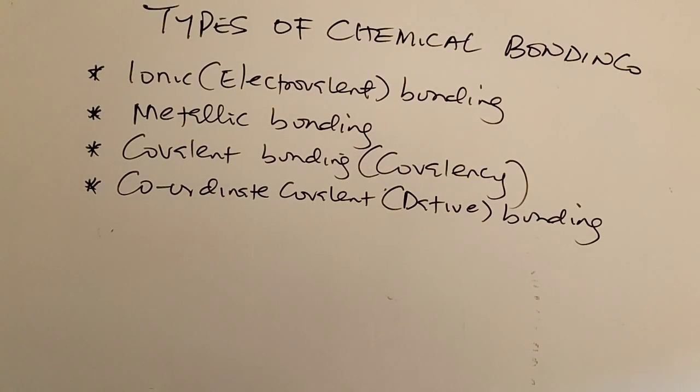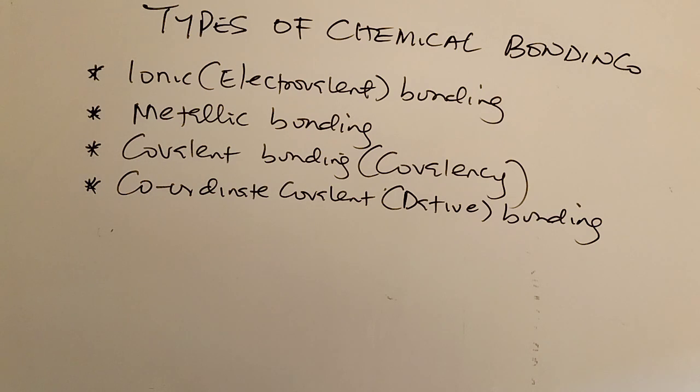So on the whiteboard, we have the major types of chemical bonding we have in chemistry. The first type is called ionic bonding. Either you call it ionic bonding, or you call it electrovalent bonding, or you can call it electrovalency. Number 2 is called metallic bonding. Number 3, covalent bonding, or you can still call it covalency. Number 4, coordinate covalency. You can still call it coordinate covalent bonding, or you can call it dative bonding. So these are the 4 major types of chemical bonding we have in chemistry.